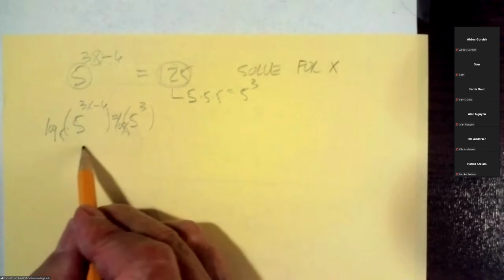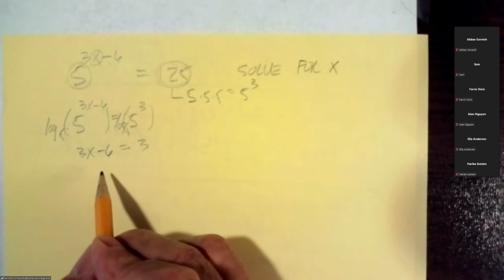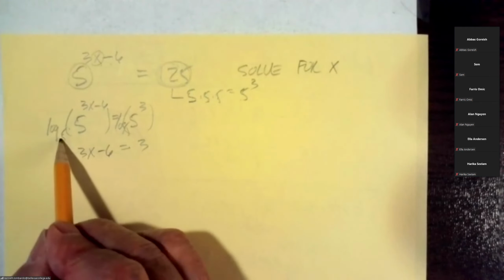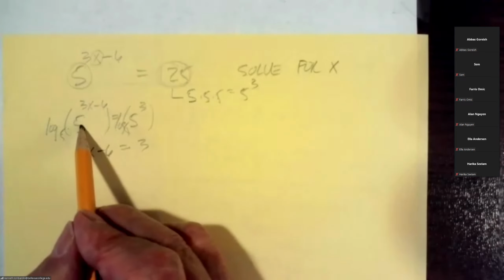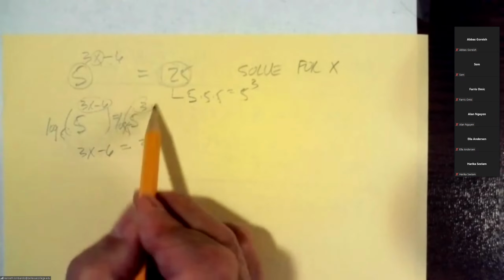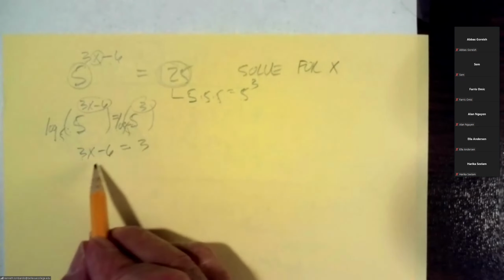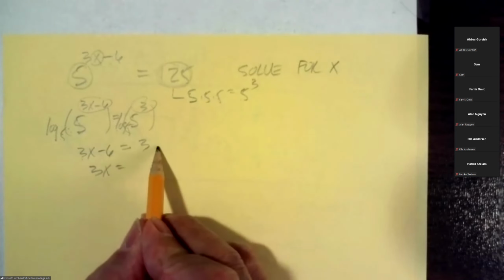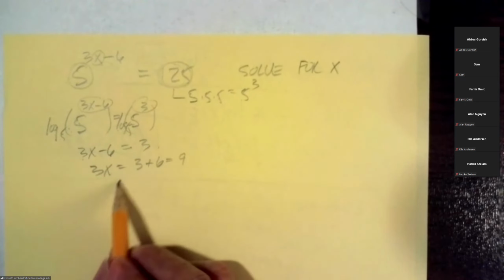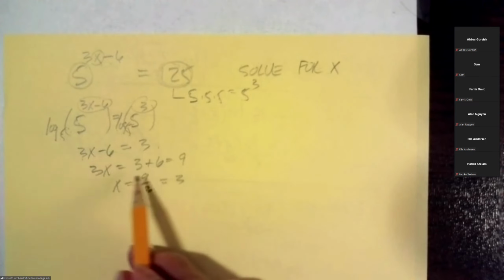And that would tell me that 3x minus 6 equals 3, doesn't it? So I don't really have to go through the idea of taking log base 5 of each side, but this tells me that as long as the bases are the same, I just have to set the exponents equal to each other. So I've got 3x minus 6. So I'll move that 6 to the other side. That'd be 3 plus 6, that's 9. And x equals 9 over 3, which is just 3.